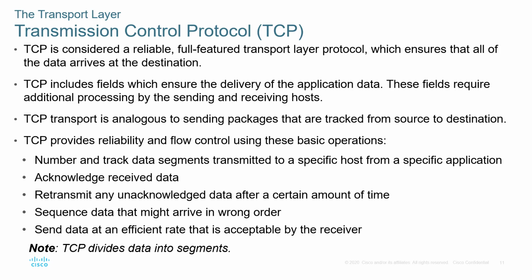TCP provides reliability. It does numbering and tracking of each data segment. It will also have to acknowledge each data segment. Any segment that is not acknowledged will be retransmitted, and there is a sequence number that puts them back together in the right way. Remember that if we're using TCP, the data is broken up into data groups known as segments.